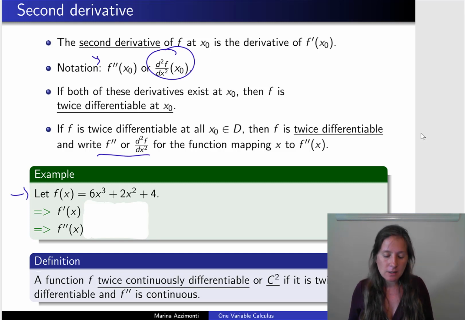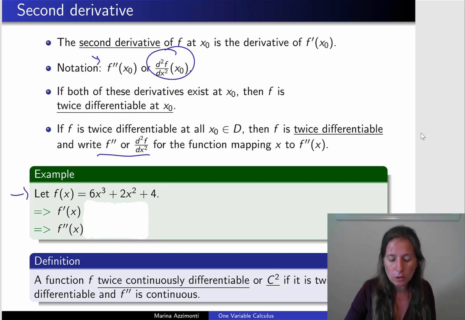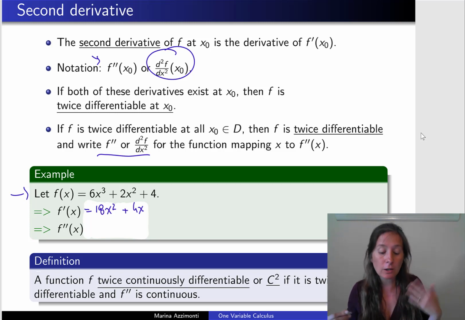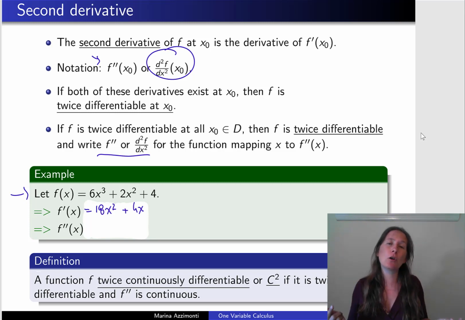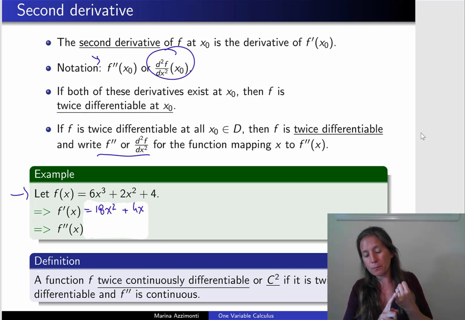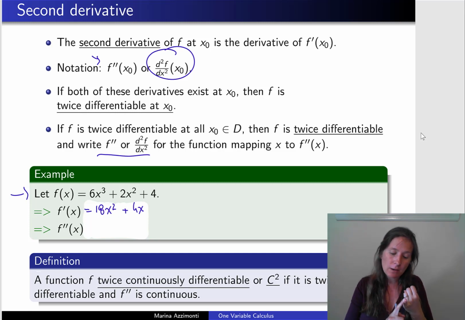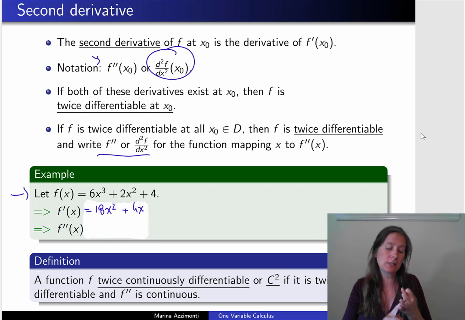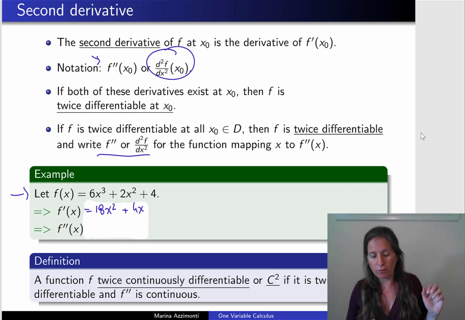If f is 6x cubed plus 2x squared plus 4, the first derivative is 18x squared plus 4x plus the derivative of 4, which is just 0. Here, notice we use a lot of the rules that we talked about before. We use the fact that the derivative of the sum is the sum of the derivatives. We use the fact that for the power rule, the derivative of x to the n is n times x to the n minus 1. And we use the fact that if we have a constant times a function, the derivative of that is the constant times the derivative of the function.